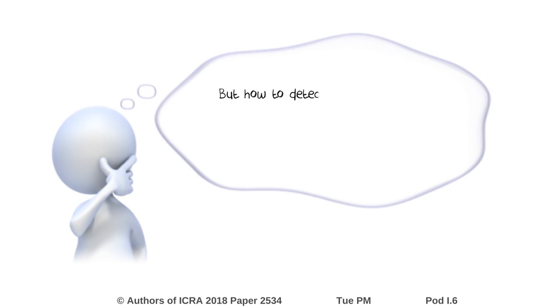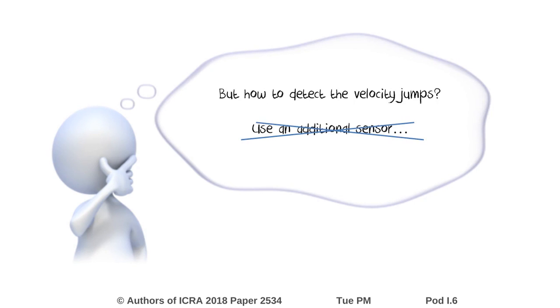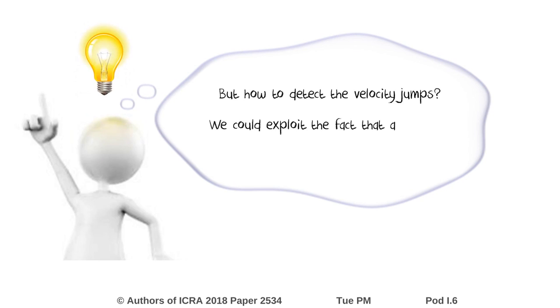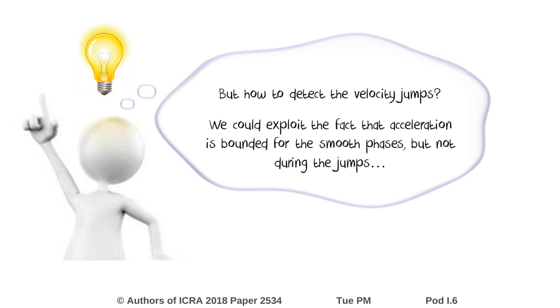But how to detect the velocity jumps? We could of course use an additional sensor, but as I mentioned, we want a method that only requires encoder data. Instead, we could exploit the fact that acceleration is bounded for the smooth phases, but not during the jumps.